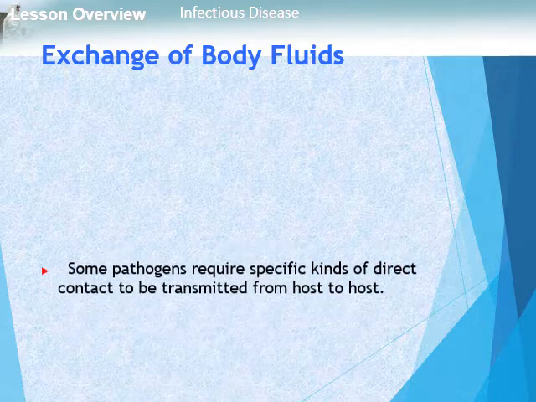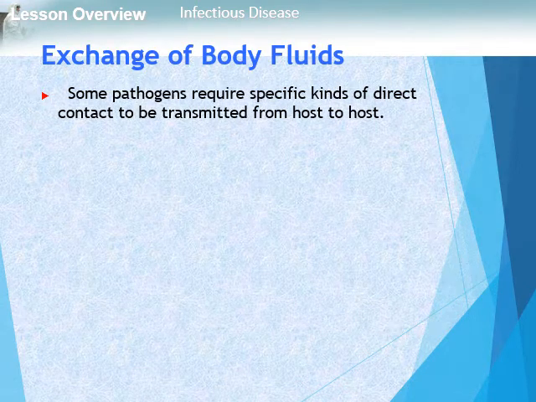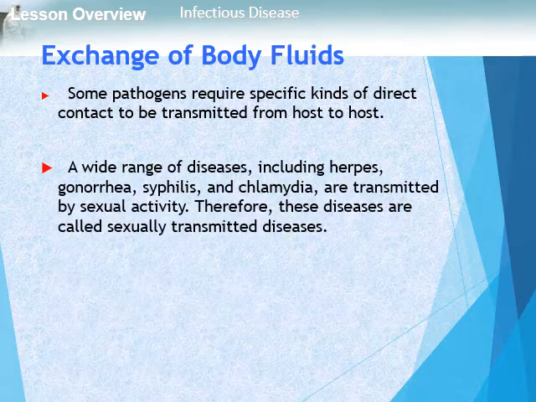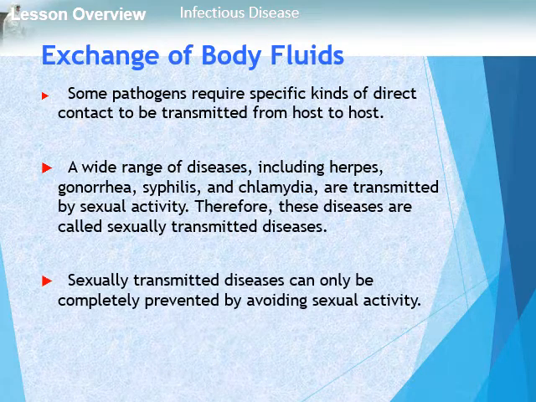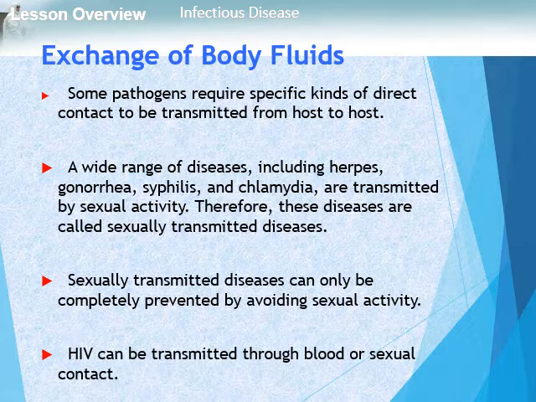Exchange of body fluids. Some pathogens require specific kinds of direct contact to be transmitted from one host to the other. A wide range of diseases, including herpes, gonorrhea, syphilis, and chlamydia, are transmitted by sexual activity. Therefore, these diseases are called sexually transmitted diseases. Sexually transmitted disease can only be completely prevented by avoiding sexual activity. HIV can be transmitted through blood or sexual contact.